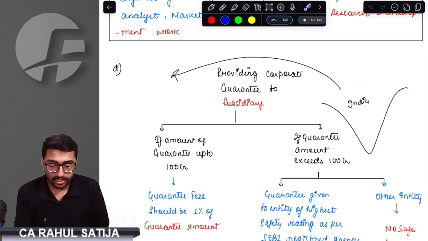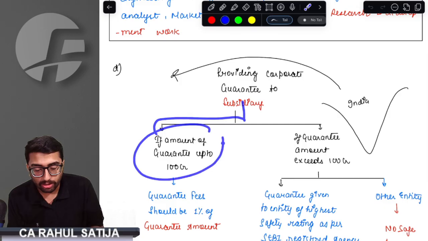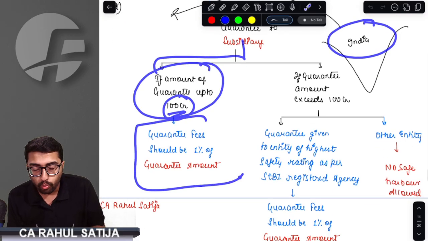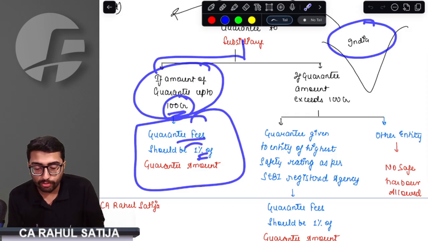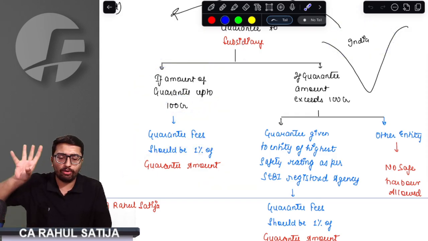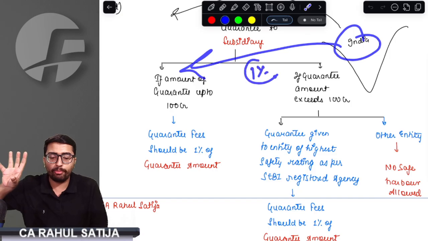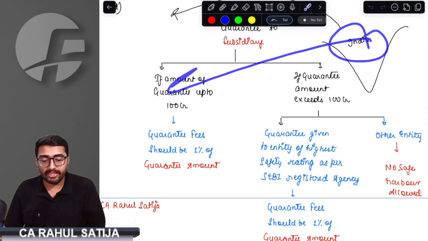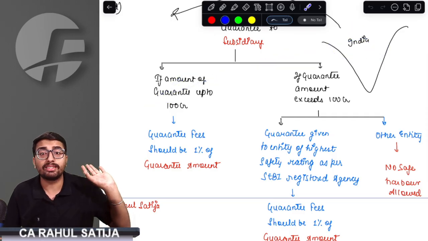And what the safe harbor rule says is, see, if the corporate guarantee amount given by this entity is up to 100 crore rupees, then in that case, 1% should be charged as guarantee fees. Whatever the guarantee amount it is making, 1% should be charged, provided the guarantee is up to 100 crore only. If this Indian entity provides a guarantee up to 100 crore, then 1% should be charged as fees.